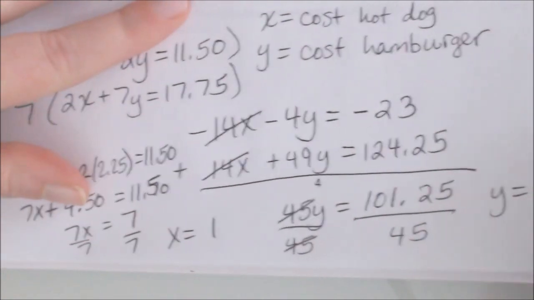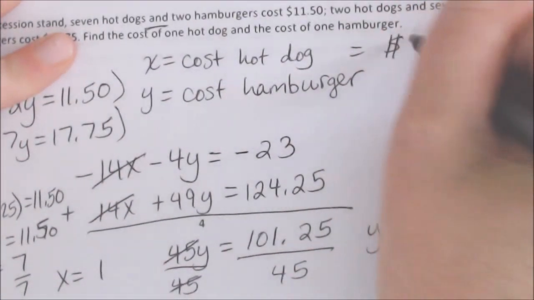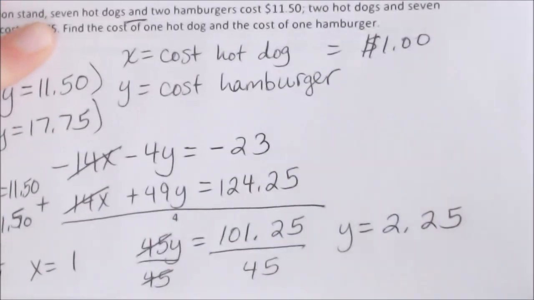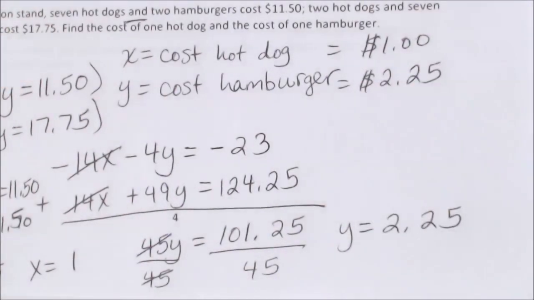Okay, so let's summarize what we've got. So the cost of our hot dog is going to be $1. And the cost of our hamburger is going to be $2.25.